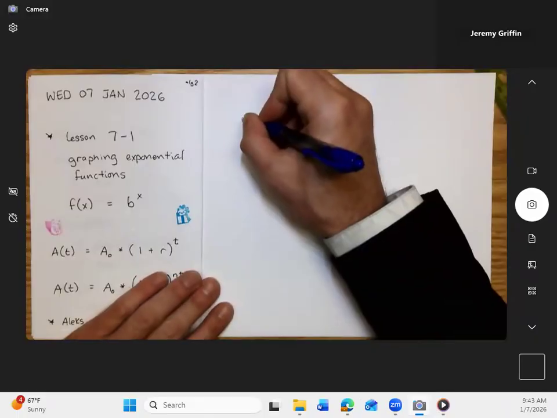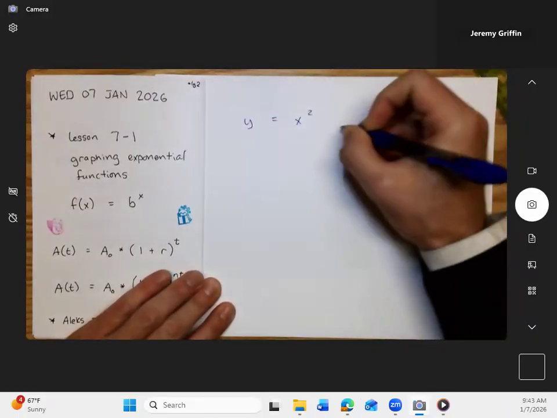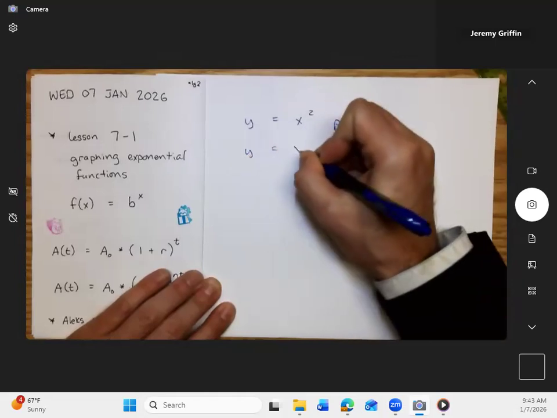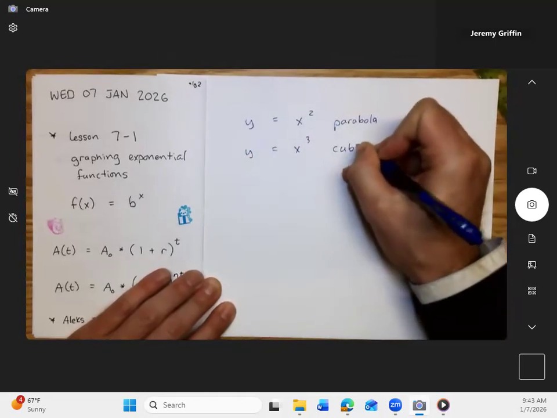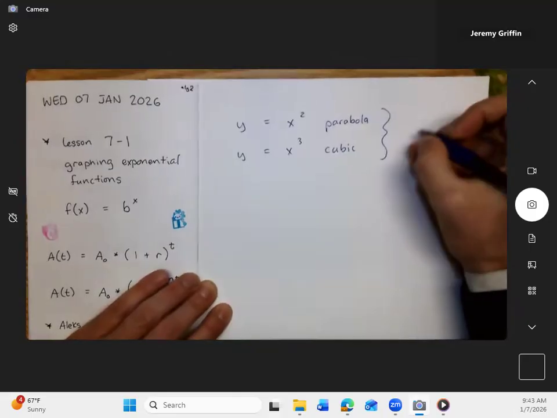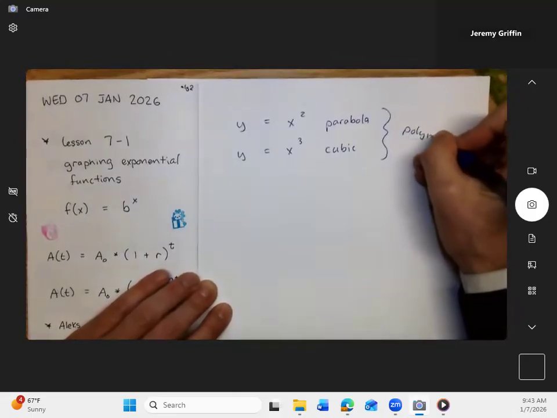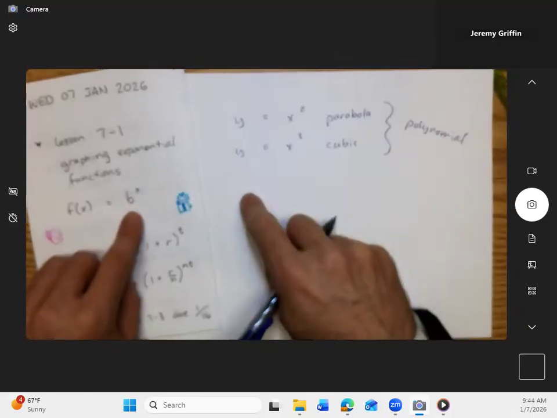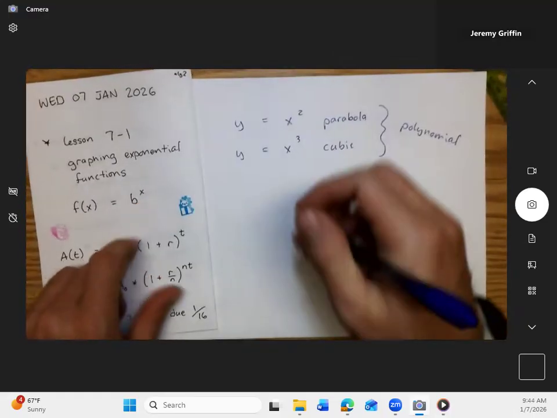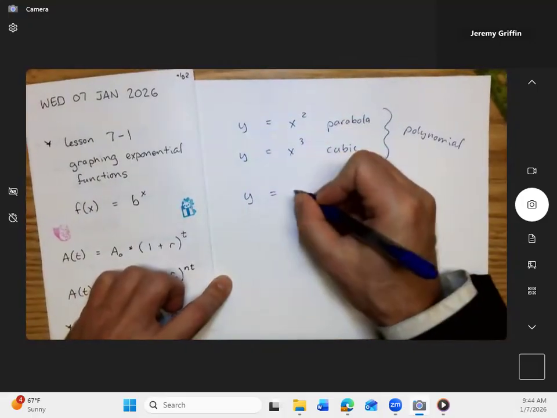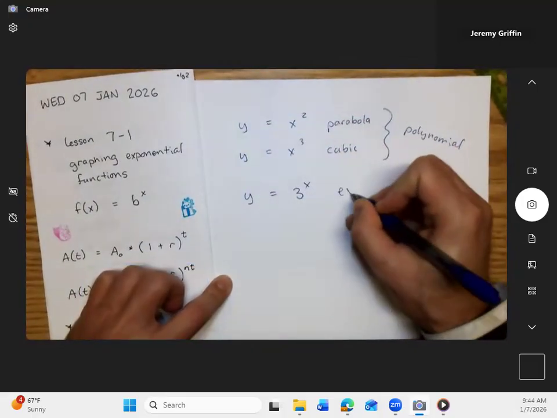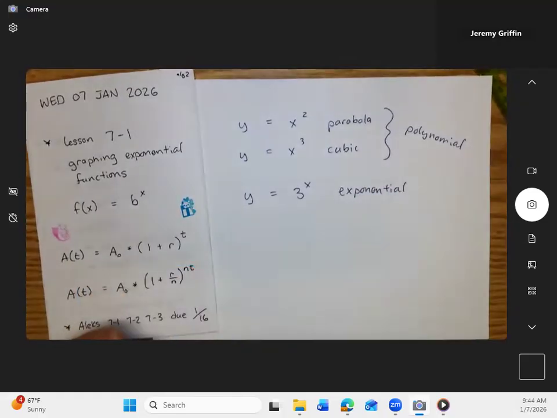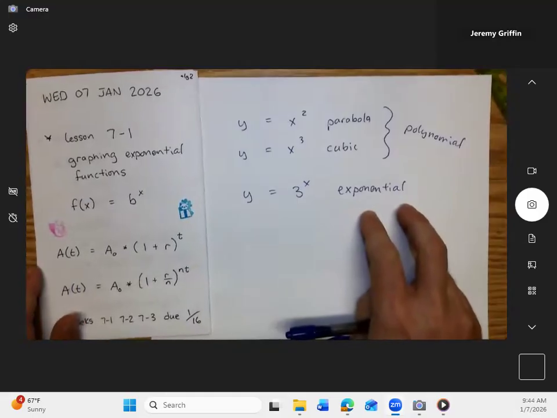You guys remember things like y equals x squared was a parabola, or y equals x cubed could be a cubic shape, right? And these could be classified as polynomials or parts of larger equations that look polynomial, right? But if you see something like some base value to the power of x, for example, y equals 3 to the power of x, that is an exponential. And that's a completely different class of curve, right?